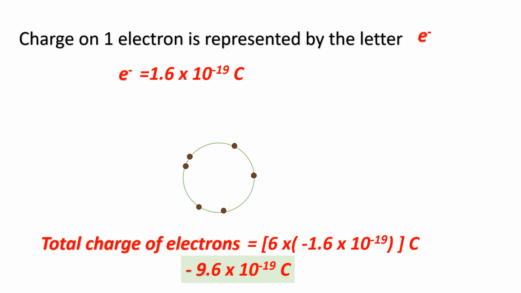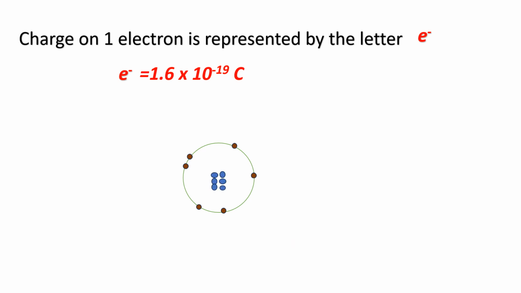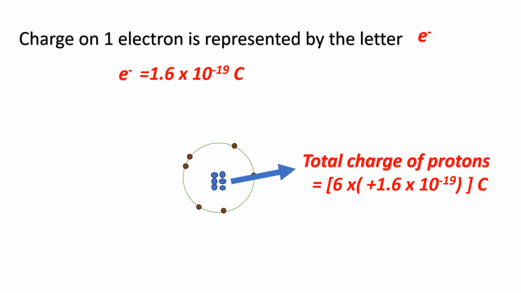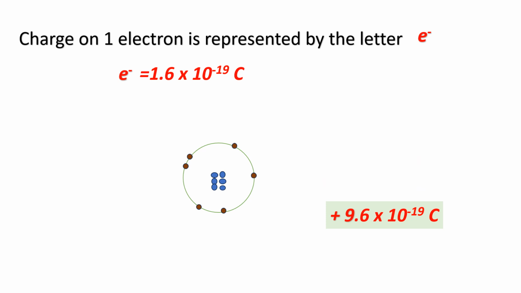Well, I have calculated this. Now what about protons? If there are 6 protons inside the nucleus, the total charge of the protons will be given by 6 times plus 1.6 into 10 to the power minus 19 coulomb. If we just do this mathematics, we get plus 9.6 into 10 to the power minus 19 coulomb.